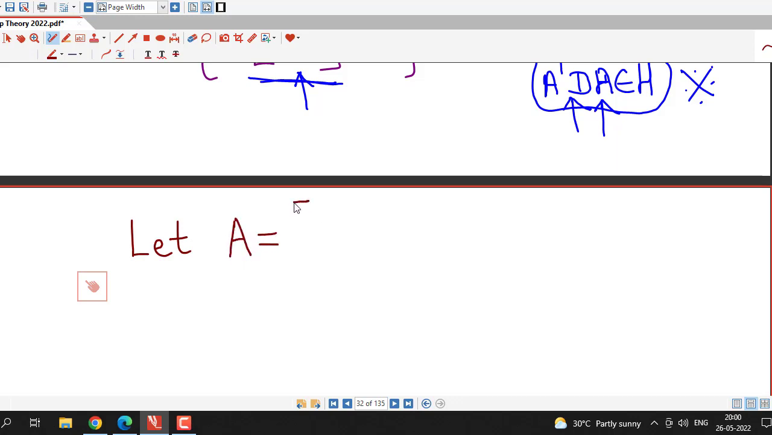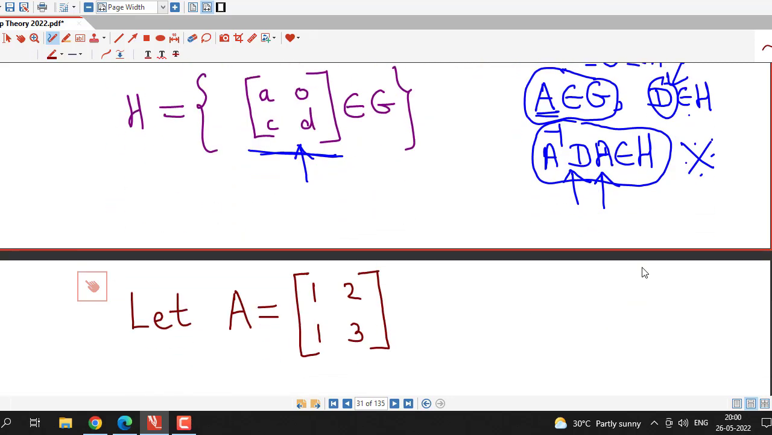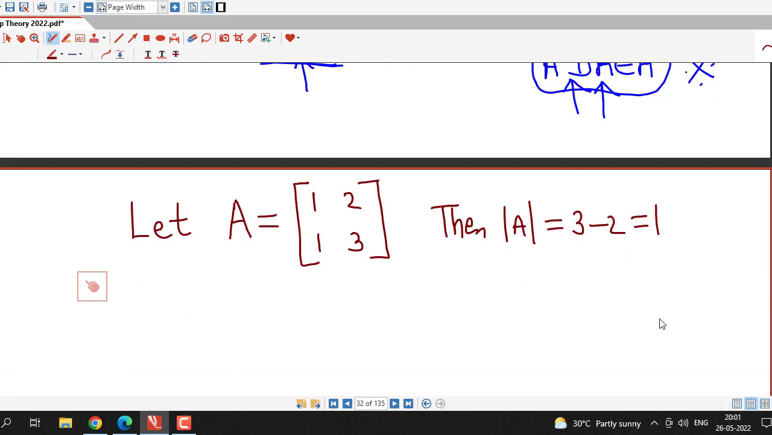Suppose I take A equal to, here I fix these two entries as 1, 1, and I consider 2 and 3, and I have to take care that these two conditions are satisfied: A, B, C, D are rational numbers and determinant of A is non-zero. Determinant of A is 3 minus 2, which is 1, and entries are rational numbers. So this is non-zero, and therefore A is an element of group G.